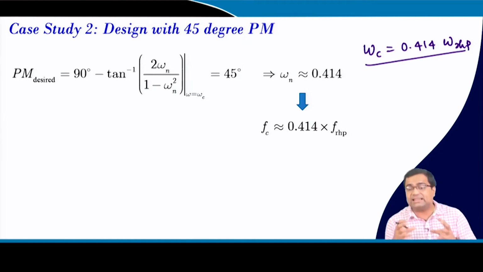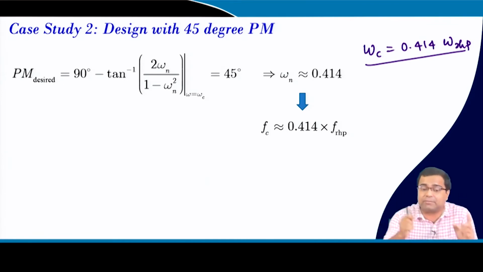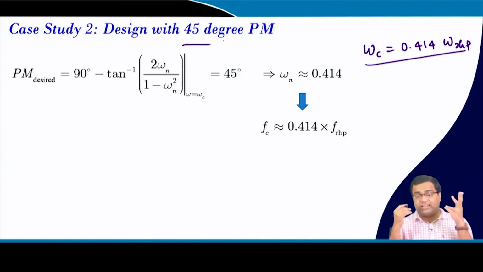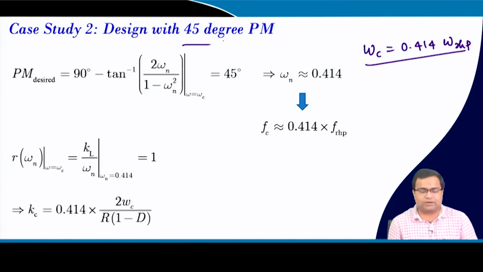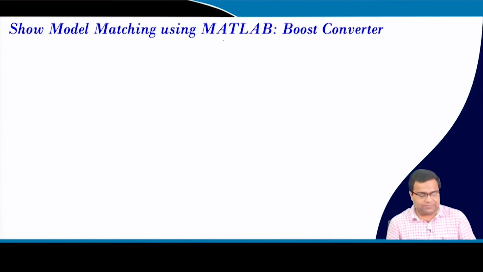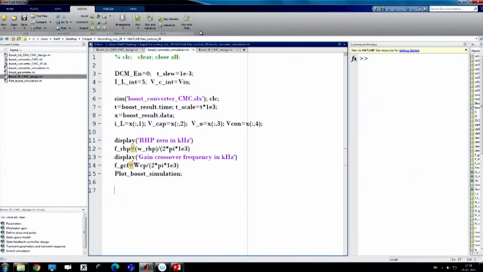and we have to check. So, we want to check in this way. If I set in my MATLAB code 0.414 times RHP as my crossover, then am I getting 45 degree? So, I will check in the reverse way, okay. So, let us check using MATLAB, matching case study. So, let us go to the MATLAB.